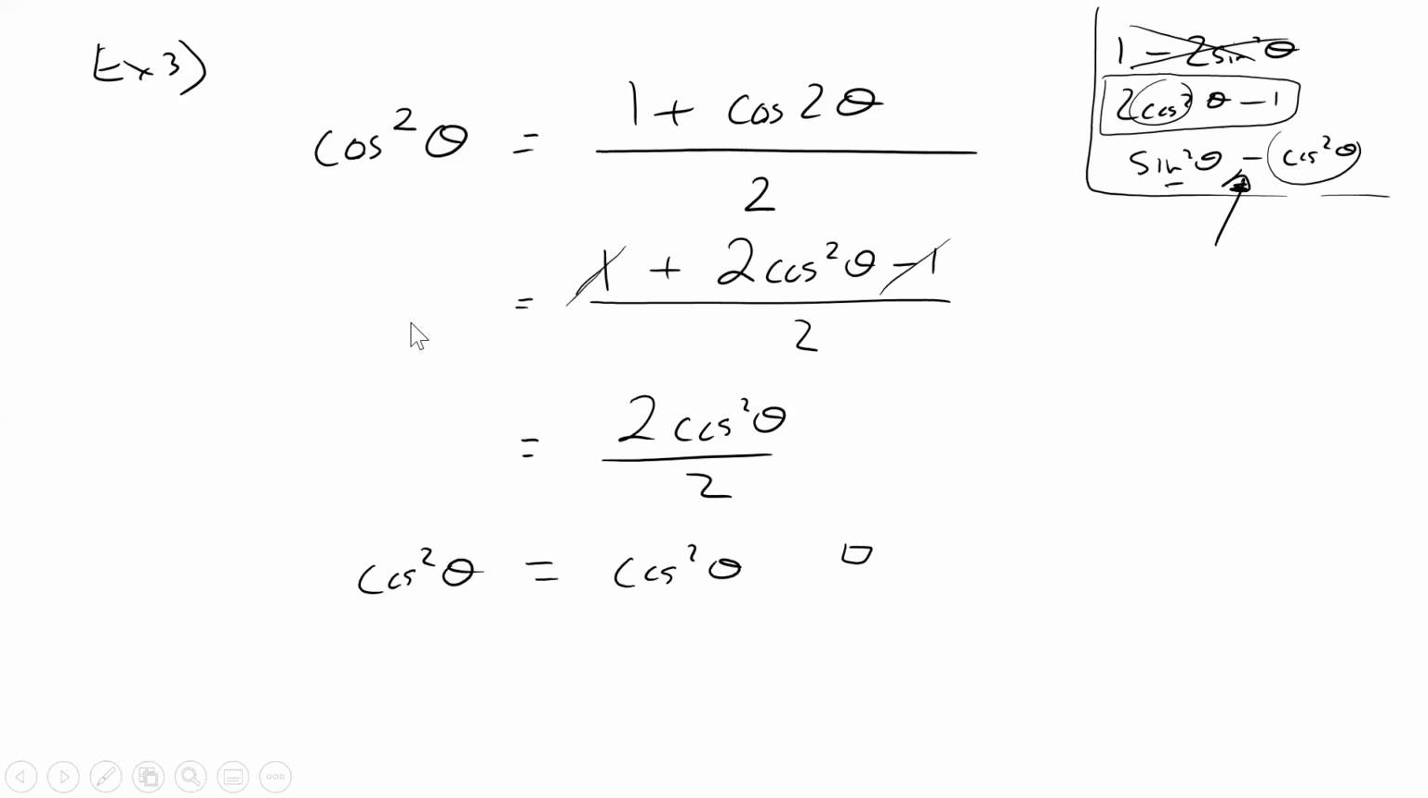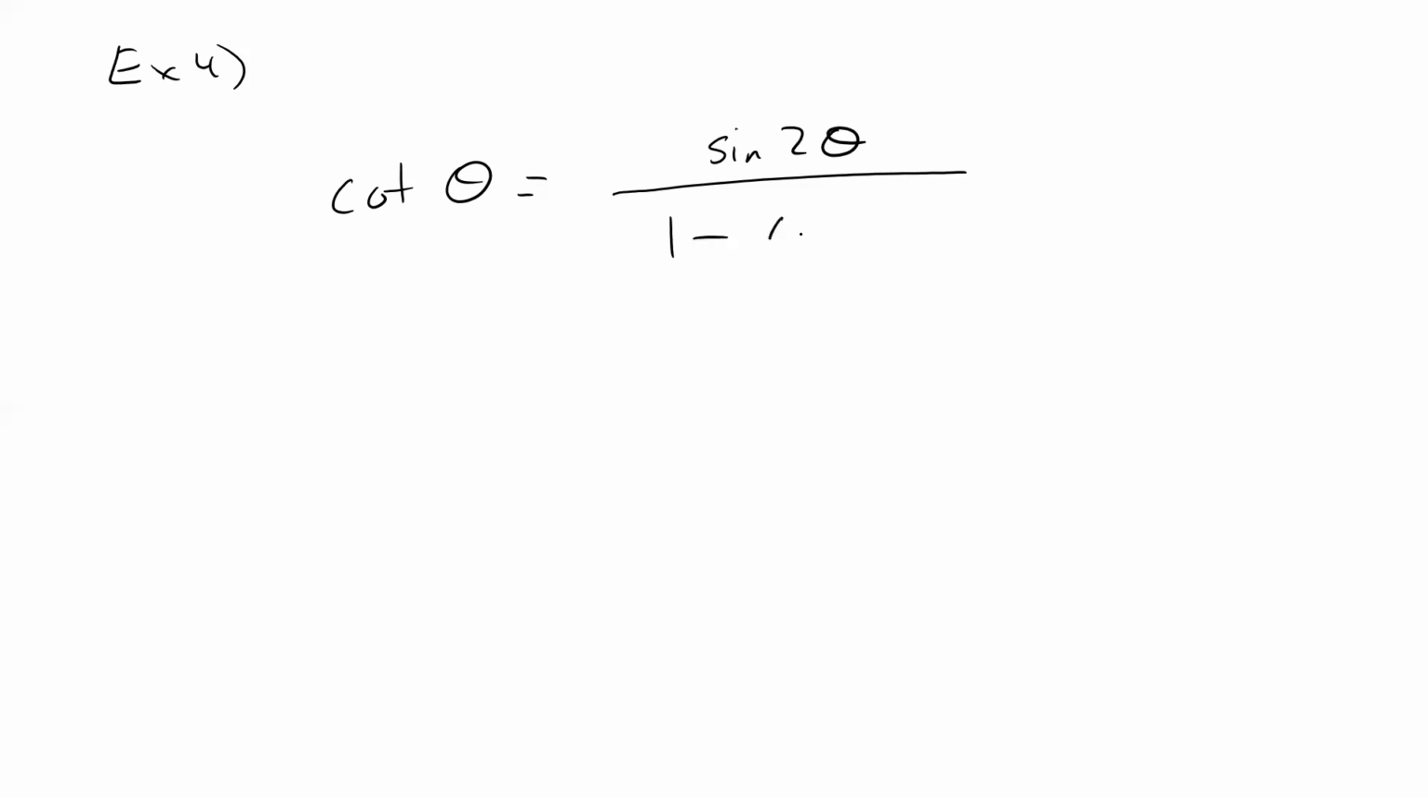What do you guys say? One more-ish, maybe? How about this? I'm going to give you 2 double angle formulas inside here. So how about cotangent theta is equal to sine 2 theta over 1 minus cosine 2 theta. That would be, boom. Okay, all yours.